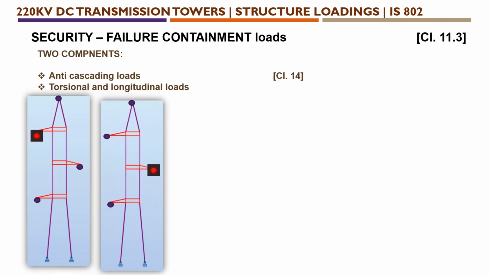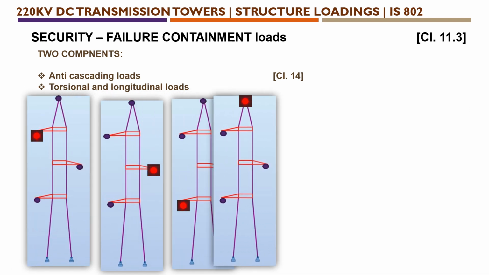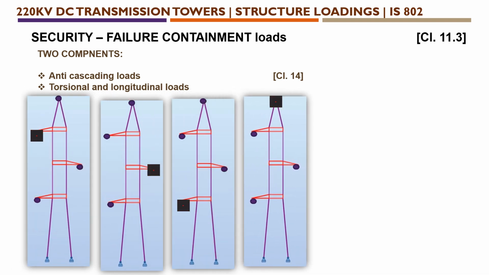Similar to the second case, we need to consider the mid phase is broken, all the other wires are intact. In the third one, the lower phase conductor is broken, all the other wires are intact. And finally the fourth load category, the earth wire is broken, all the conductors are intact spans. So these are about the single circuit.